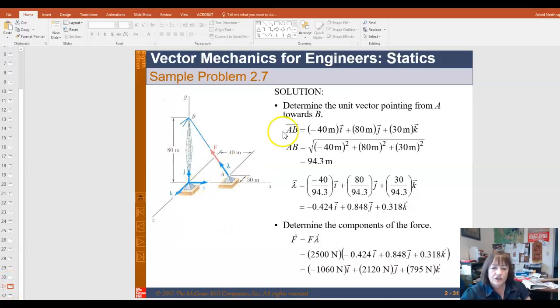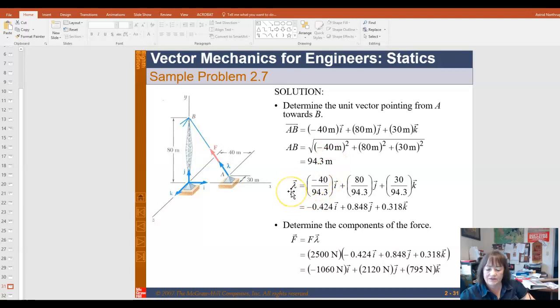All right, so the distance from A to B, then, we have negative 40 in the x direction from here to here. We have positive 80 in the y direction, from here to here. And then we have positive 30 going from here to here. That's a little harder to see, but basically point B is in front of point A. So we find the length using a three-dimensional theorem of Pythagoras. We square each of those x, y, and z components of the length, add them together, take the square root, and then we have the length.